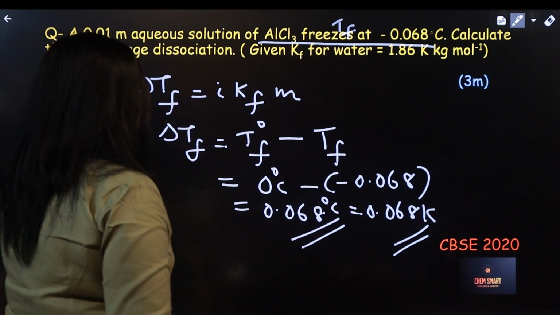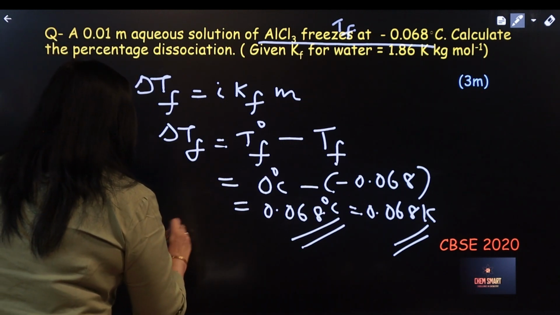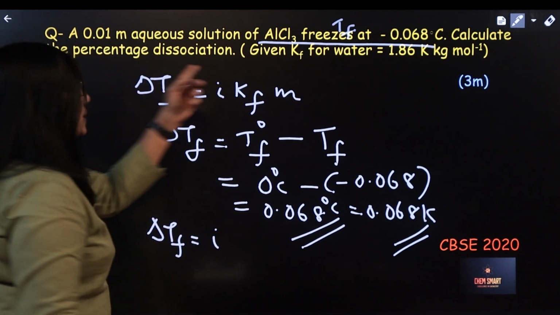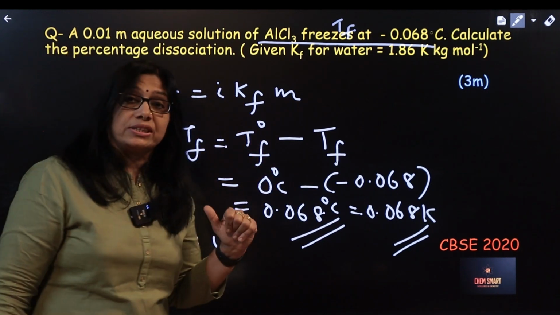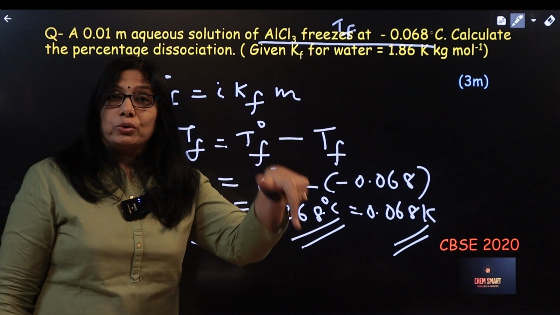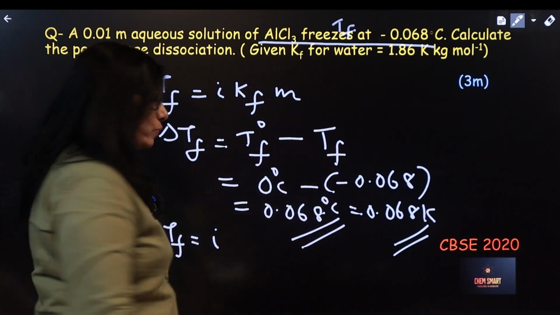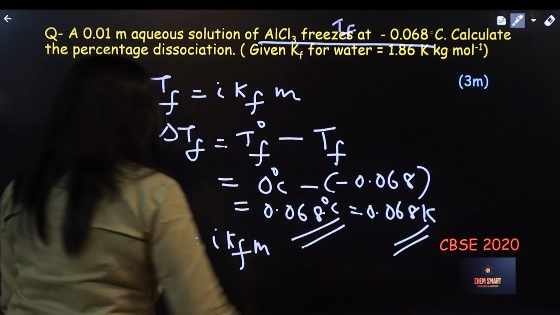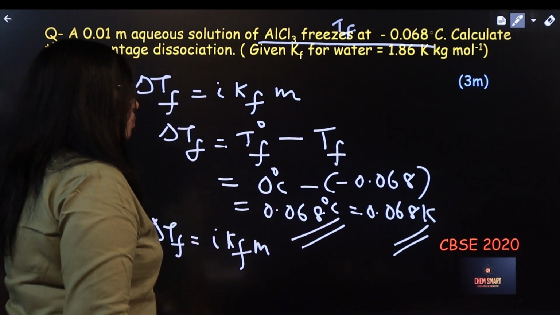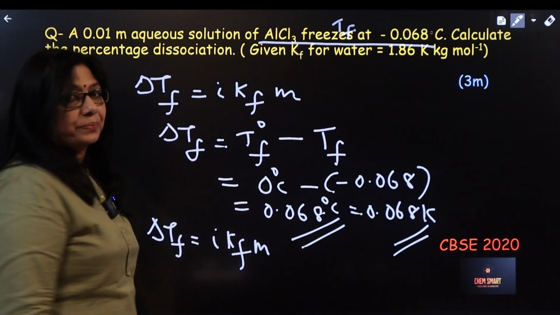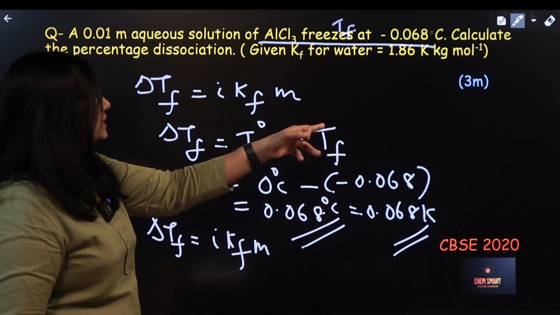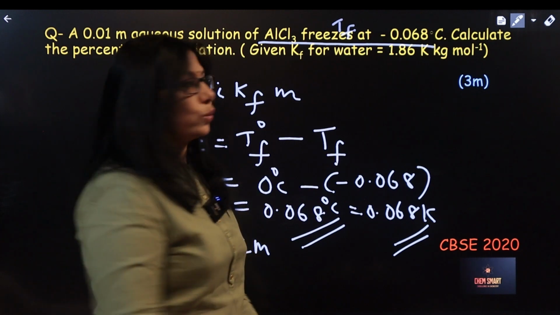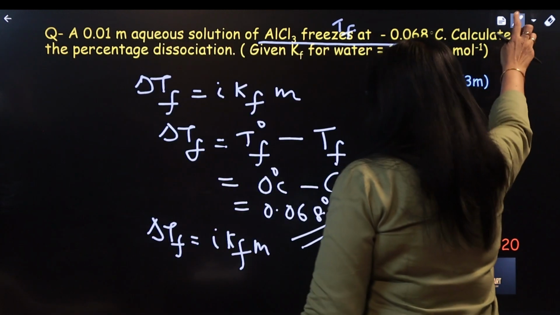Now let us substitute. Delta TF is equal to i, because percentage dissociation is asked. So you can go through i value, the van't Hoff factor value. So delta TF is equal to i into KF into m. Delta TF is 0.068 Kelvin. Then KF is 1.86 and the molality is 0.01. So let us substitute.